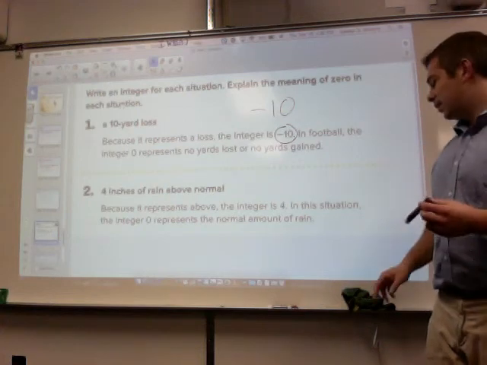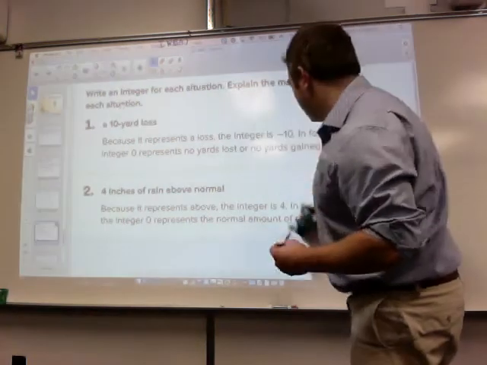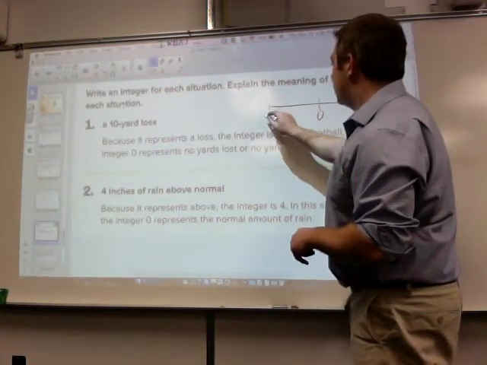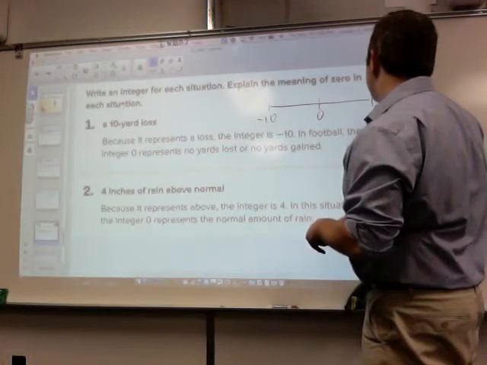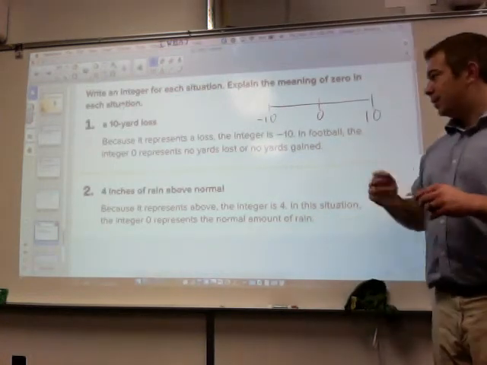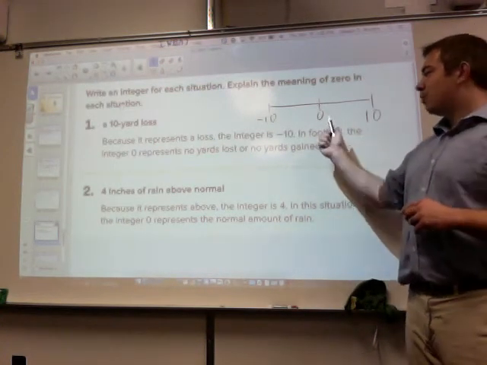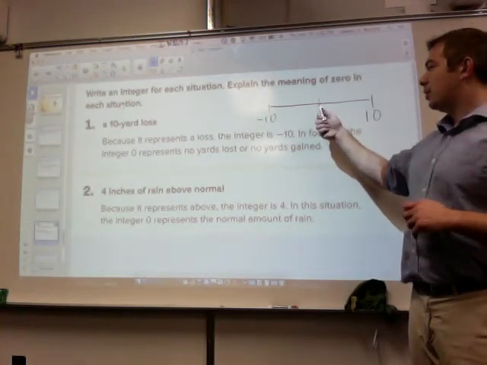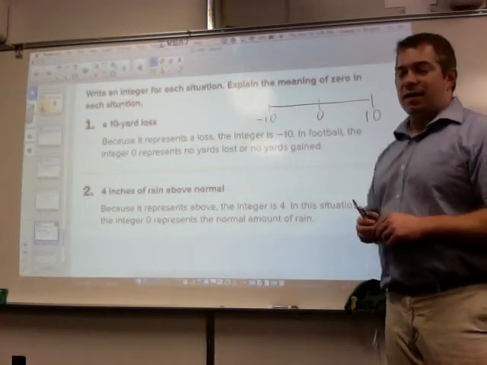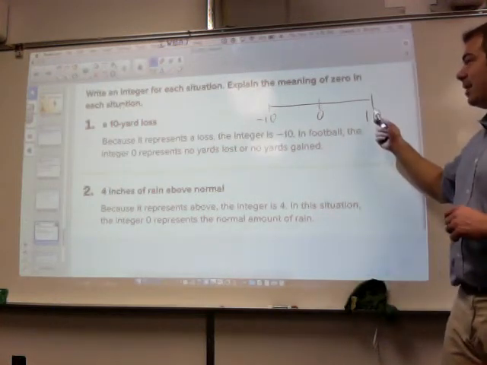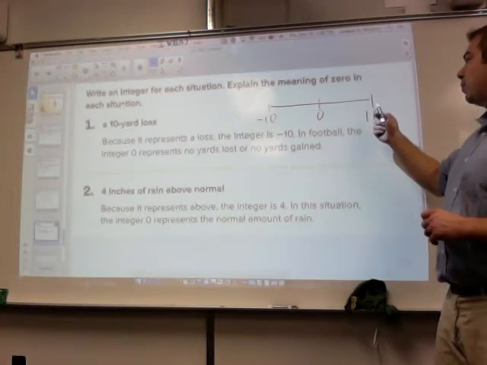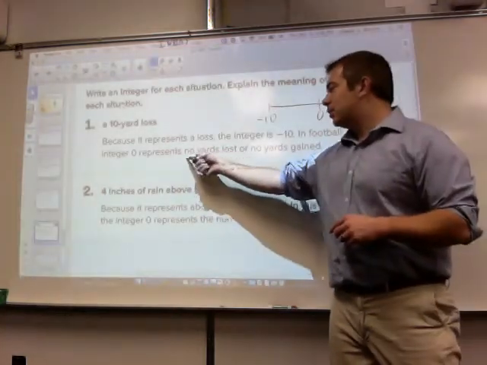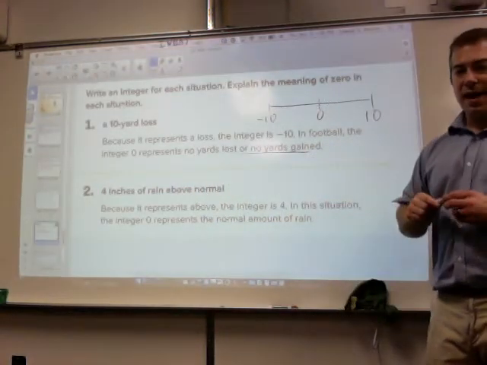But what does 0 mean? Well, if I picture a number line here, and there's 0, and there's, let's say, negative 10, and this is positive 10, what does the 0 represent? Well, 0 represents no yards lost or no yards gained. 0 is your starting point. This poor running back lost 10 yards. Now, if it was me, I would have gained 10 yards, probably more, and my integer would have been 10. But regardless, 0 is your starting point, so 0 represents no yards lost and no yards gained in that situation.